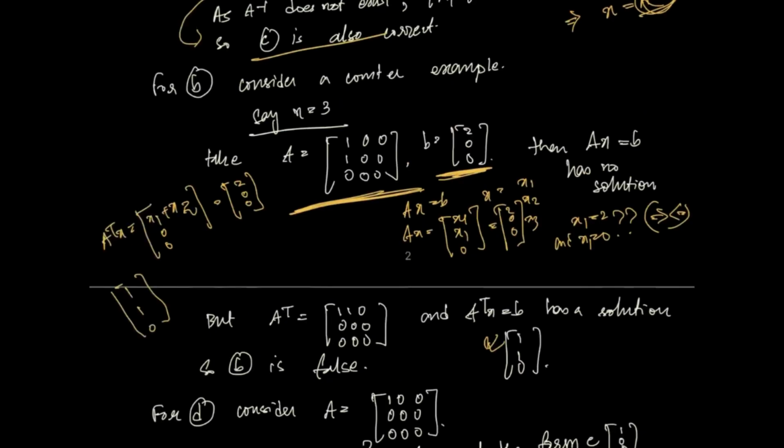So obviously B is false. You see that A transpose x equal to B has a solution and Ax equal to B does not have a solution for the same A and B. So B is false.